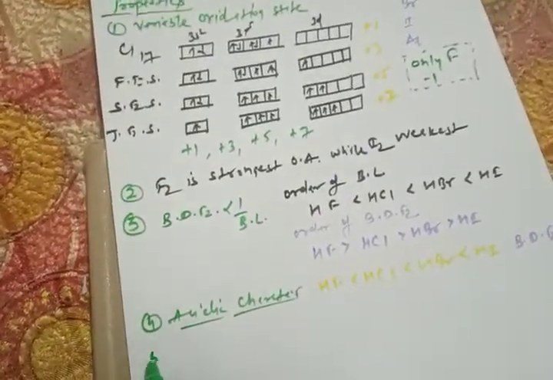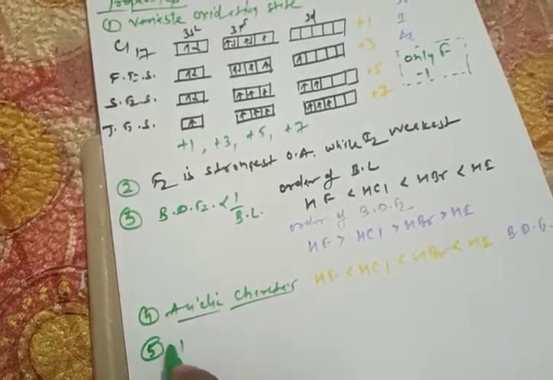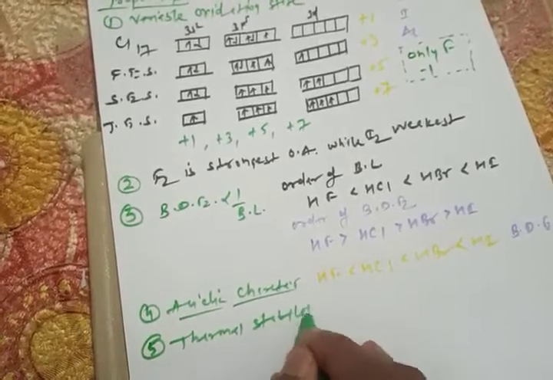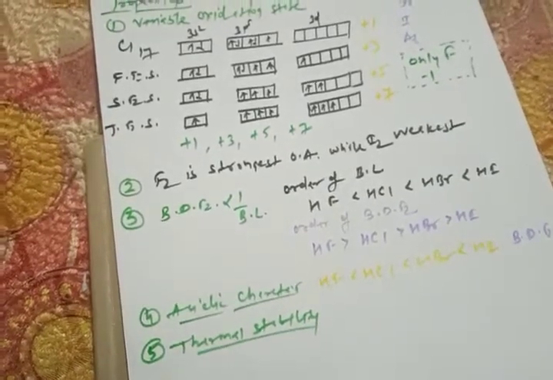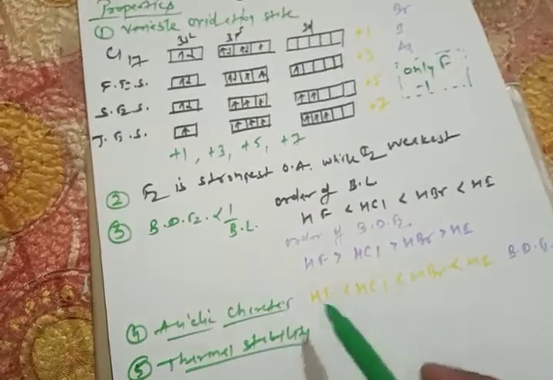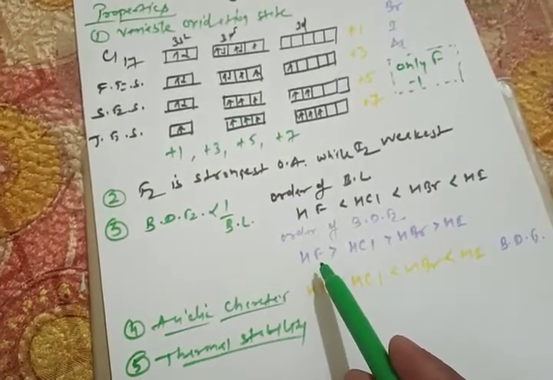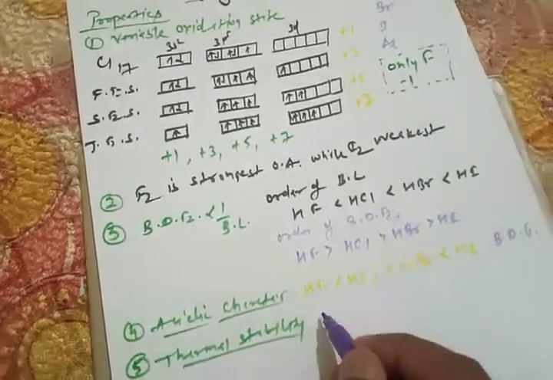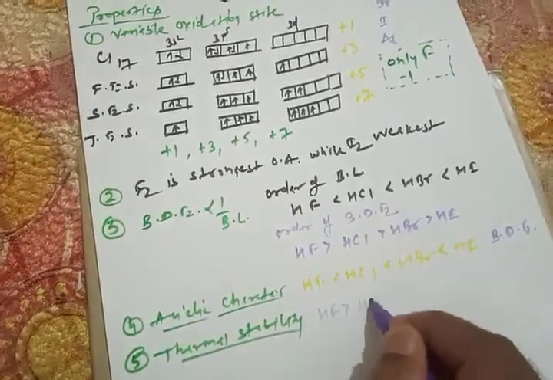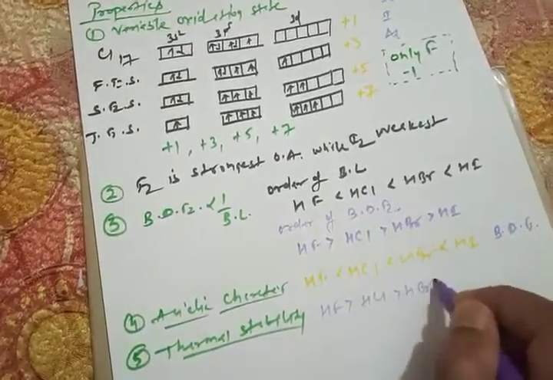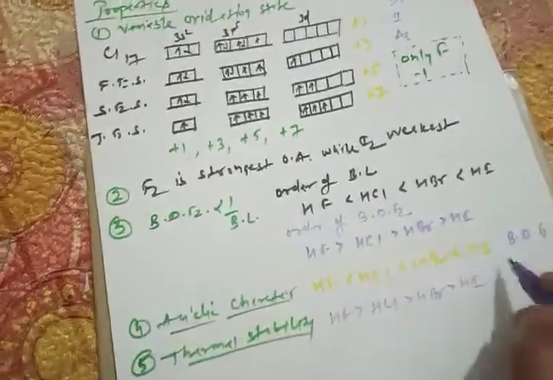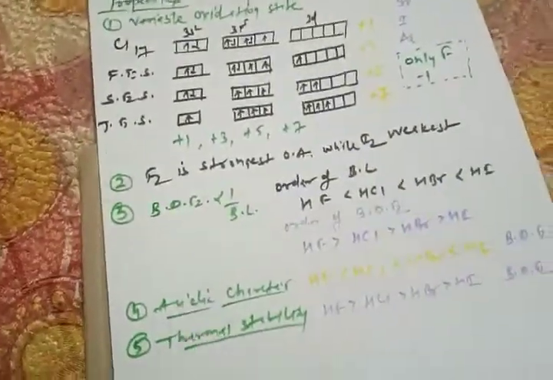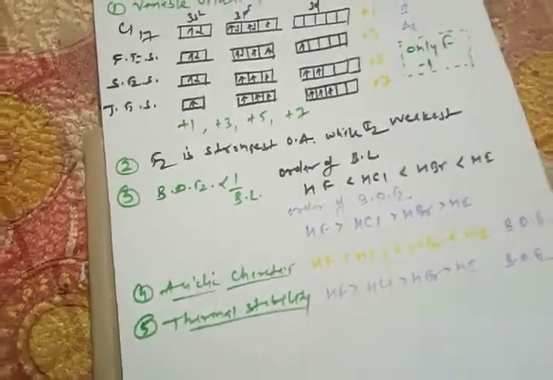There is one more property, that is thermal stability. This again is a phenomenon of bond dissociation energy. In this case the bond dissociation energy is highest, so the thermal stability is highest. So here the order will again be HF, HCl, HBr, and HI based on the bond dissociation energy. So we can discuss several properties based on the bond dissociation energy.